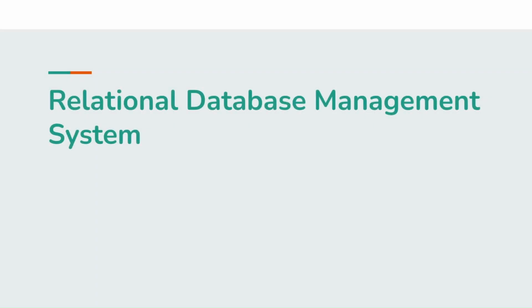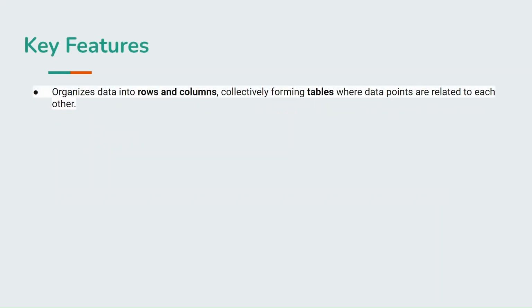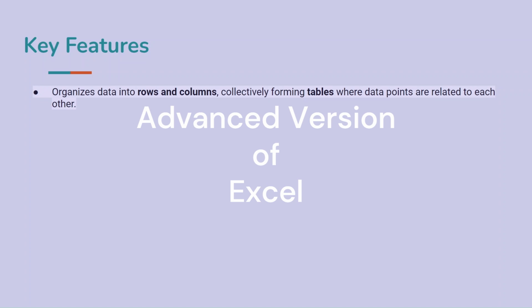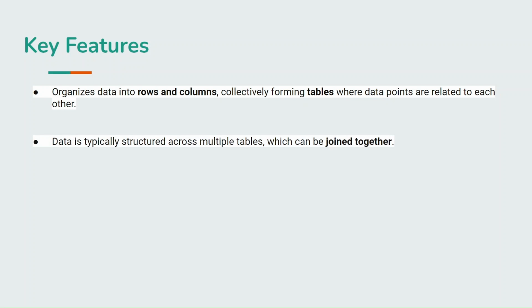So as we have talked about the relational database management system as a set of programs that enable interaction with relational database using SQL, let's talk about some more features of this relational database. Number one is that it organizes the data into rows and columns, collectively forming tables where data points are related to each other. The rows and columns are similar to that of MS Excel or Google spreadsheets as you have seen, but we form tables in the relational database, and rows and columns in Excel or spreadsheets are just flat files. The data is typically structured across multiple tables which can be joined together.